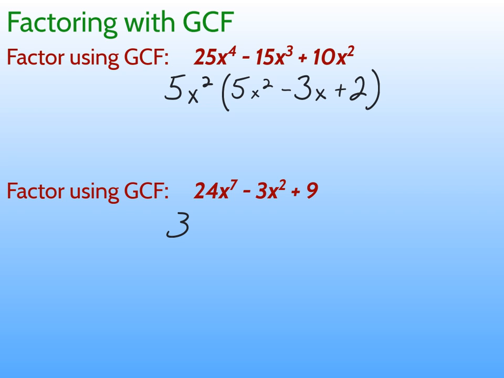Now, let's look at these variables, because this is interesting. We have x to the seventh, we have x squared, and then we don't have an x. So since this 9 term, just stuck alone here at the end, doesn't even have an x, we can't take out a variable when we're factoring. So what we're left with is just 24 divided by 3 is 8, and we can't take out any x's, so x to the seventh. Minus 3 divided by 3 is 1, so we're just left with x squared, and then plus 9 divided by 3 gives you 3.